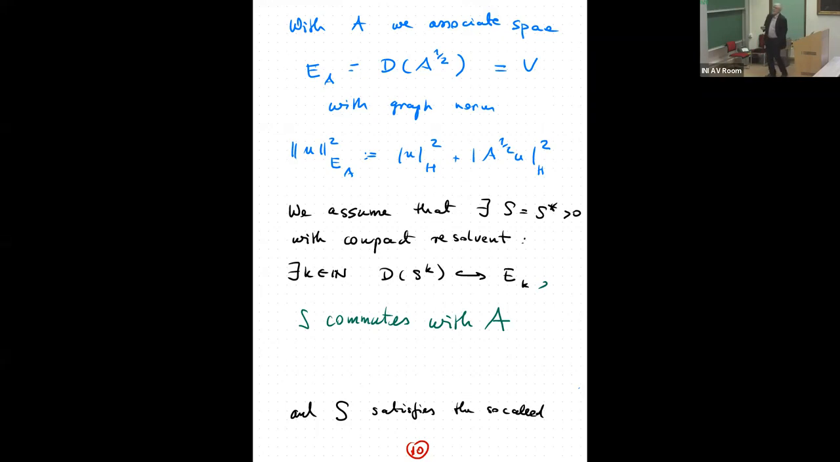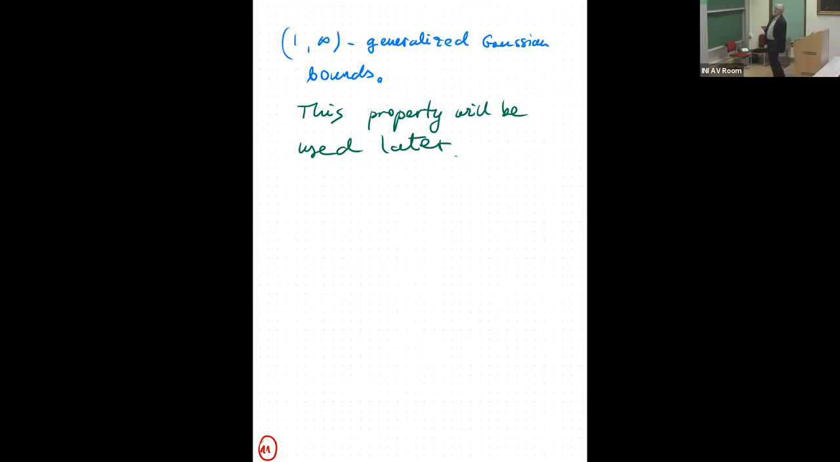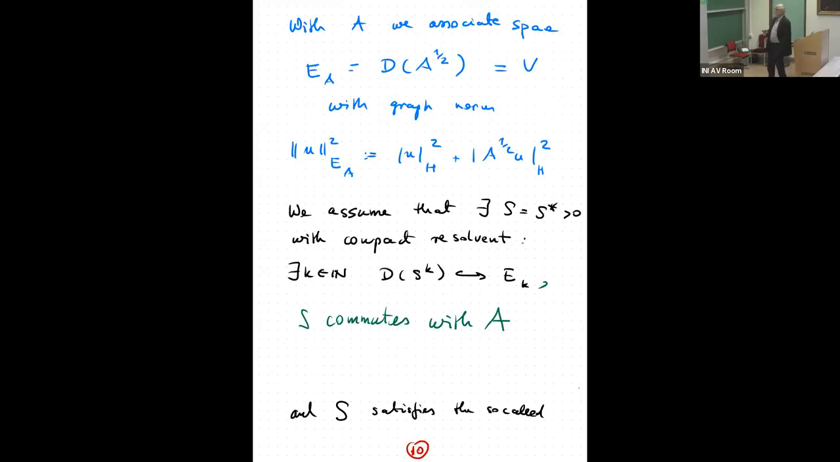And then we have some kind of a very strange assumption, which actually in our situation is not so strange, because it only makes an assumption on how regular the domain is. But in this abstract setting, what we just assume is there exists an operator S, which commutes with operator A, with domain for sufficiently large k embedded in the space E_A. And this operator A satisfies so-called generalized Gaussian bounds. I will not speak about what they are, but at the end of my talk, I will explain how this operator S is used in the proof of existence.